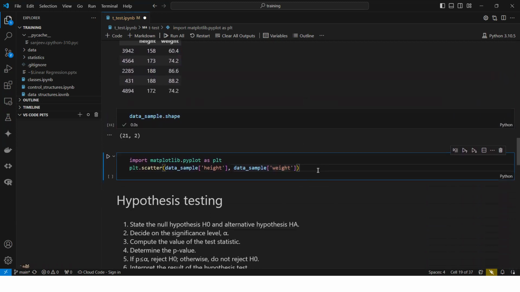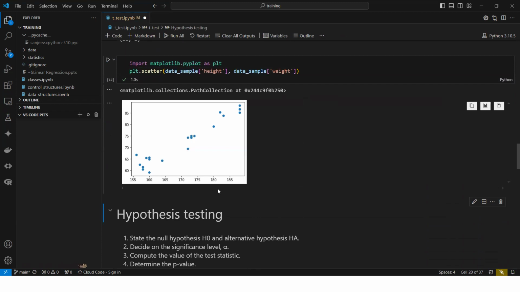So I'll just go and plot my height and weight. My height is on my x-axis and the weight is on my y-axis. As you can notice, there is some kind of a relationship. I can come up with an approximation saying that this could be my linear model. When I get the height of a person, I can calculate the weight. For example, if the height of the person is around 178, then the weight could be somewhere around 78.